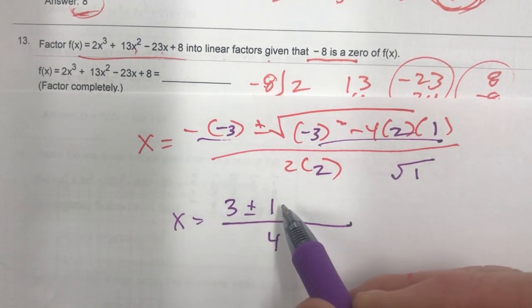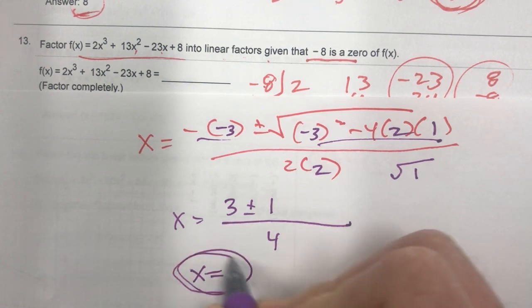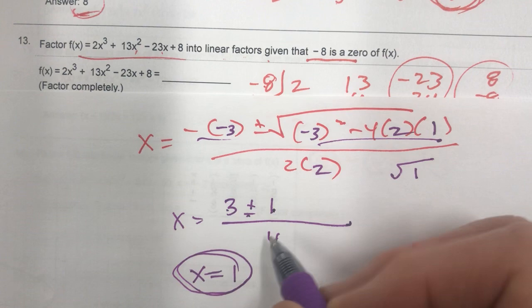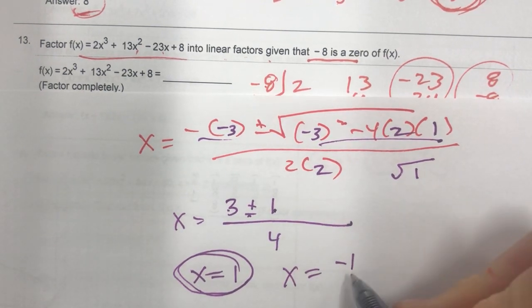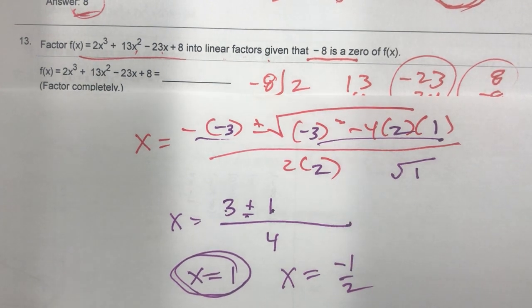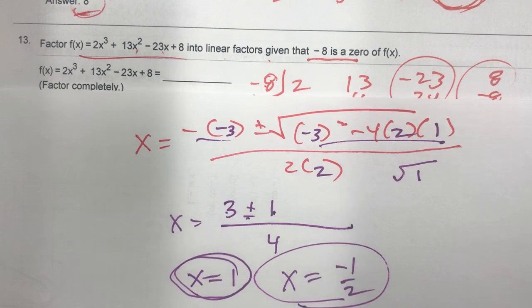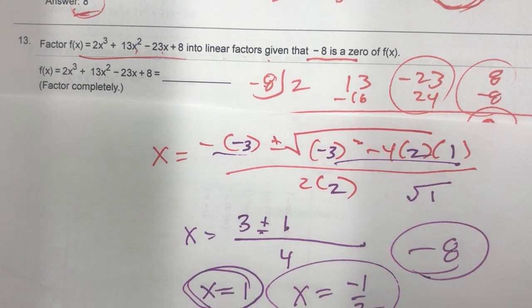So I got 3 plus 1, which is 4. Divided by 4 is 1. X equals 1 is one solution. And then 3 minus 1 is -2. -2 over 4 is -1/2. All right, so we already knew -8 was. So there's my 3 zeros.